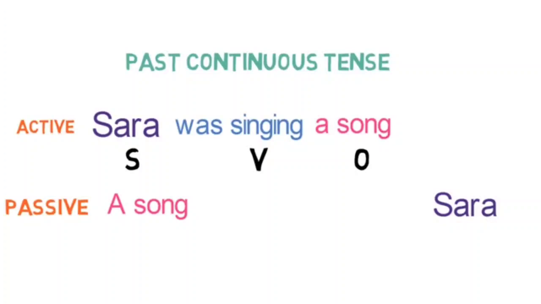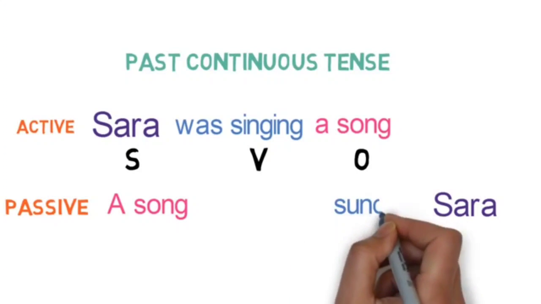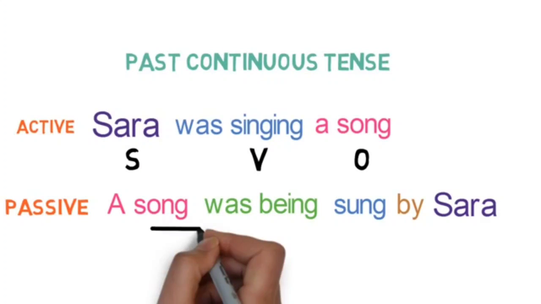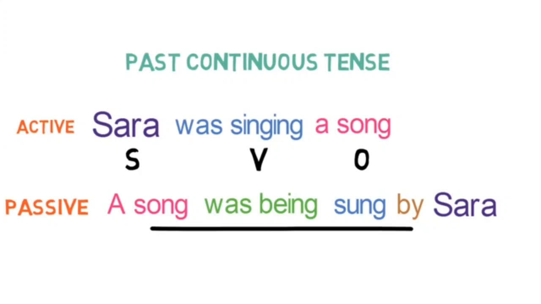The third step is converting the main verb into verb 3 form. It is sung, and using a proper helping verb, that is was being, and using the preposition by. Now the sentence is completely changed into passive. A song was being sung by someone in past continuous tense.